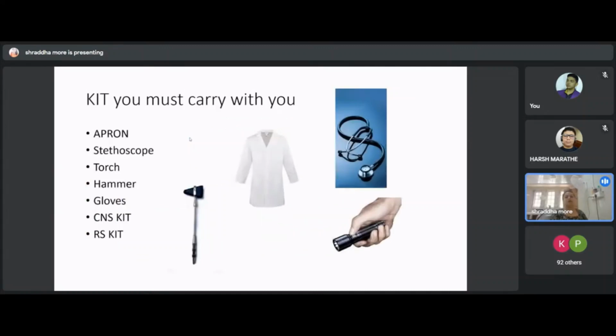Now, what do I need to carry when I go to my clinic? Wear a good, clean apron, preferably long sleeved. If you don't have long sleeves, that is not a problem. A stethoscope is very important. If possible, you can carry a Littmann, but it is not necessary. If you cannot afford it at this point of time, not a problem at all. There is a saying that what is between the ears is what matters, and that is what interprets. So be it a Littmann or non-Littmann, it doesn't matter.